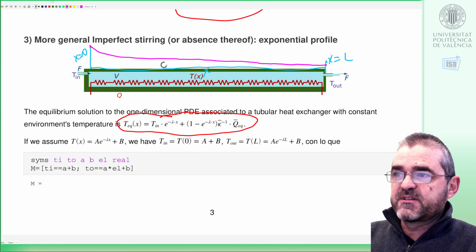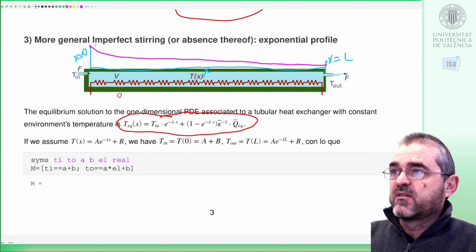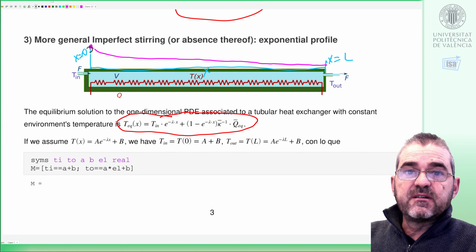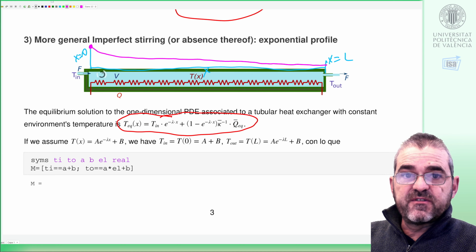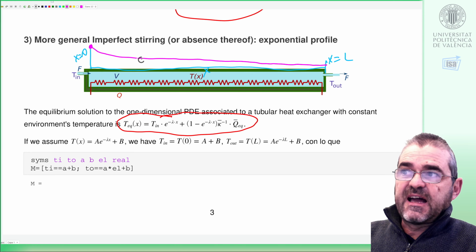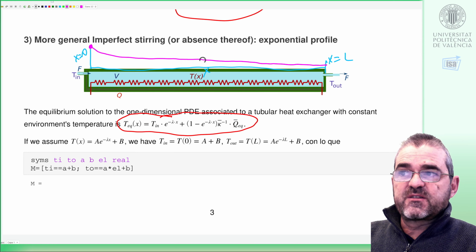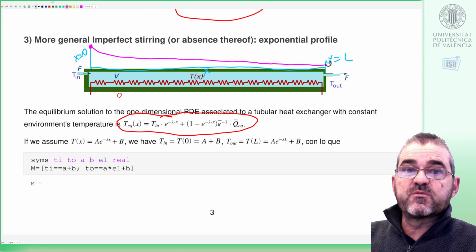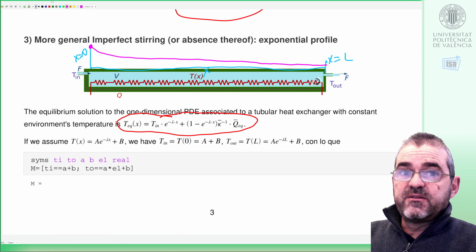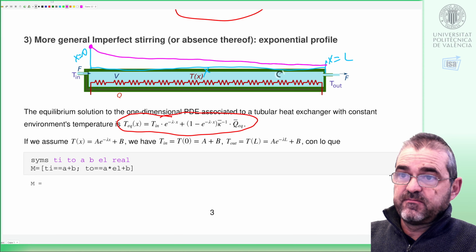We may assume, for instance, if no heating is on, that the inlet temperature first gets cooled fast because it has a large temperature difference with the outside, but as temperature differences get smaller, then the rate of power also gets smaller, so we have an exponential temperature profile along this tubular heat exchanger.